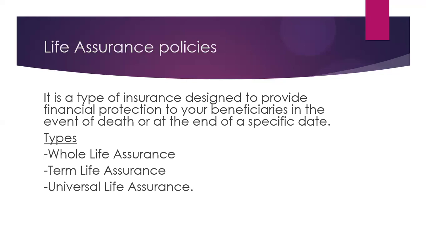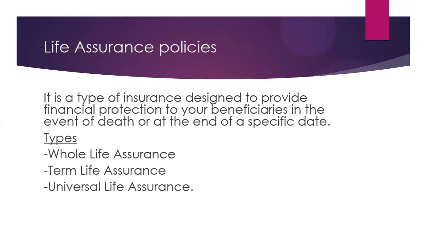And there are three types. You have the whole life assurance, the term life assurance, and the universal life assurance. So what is the whole life assurance? The whole life assurance is a policy that covers you for your entire life as long as you keep paying the premiums. It usually has a cash value component that can grow over time and can be borrowed against and cashed in.